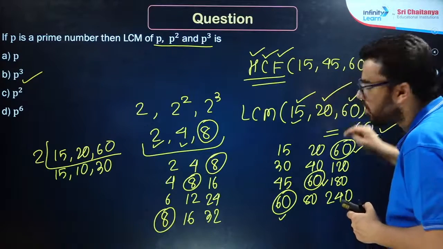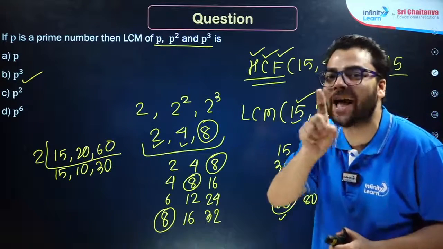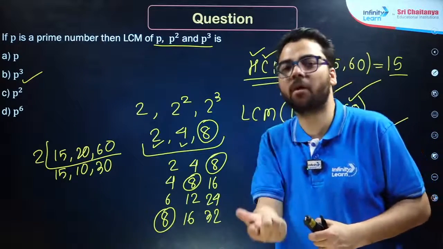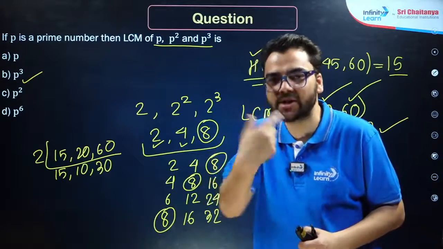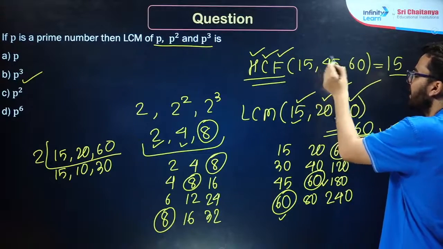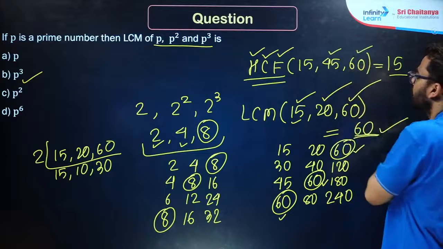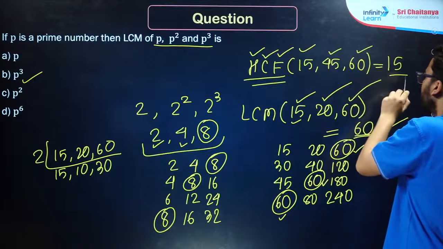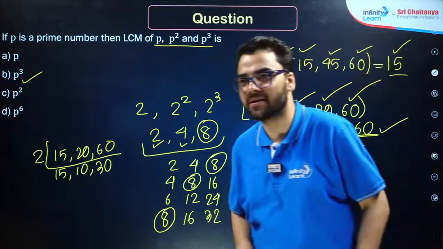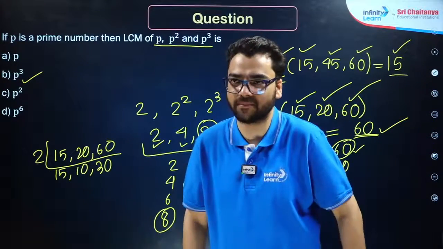5 is a factor of all of them, Srishti, but that is not highest. Are you getting my point, Srishti? 5 is a common factor, but it is not the highest common factor. 15 is the highest common factor. You see, 15 3s are 45, 15 4s are 60, 15 1s are 15. So 15 is the highest common factor. Are you getting that point? How we are able to think that thing?